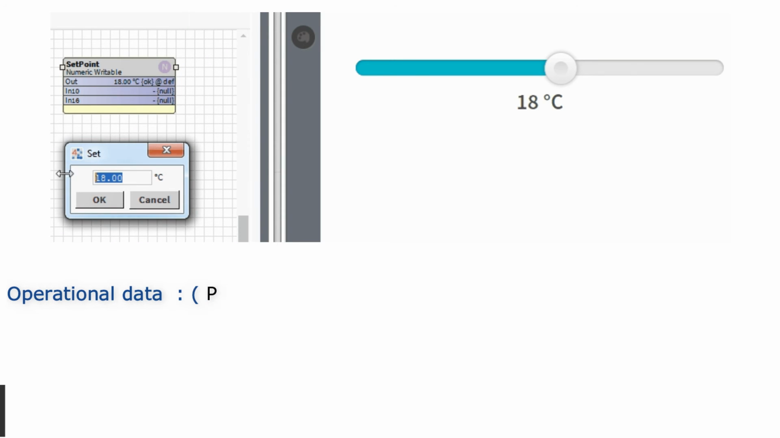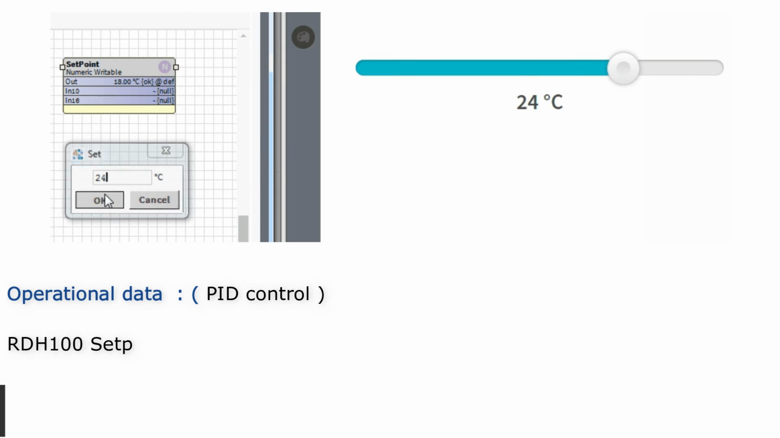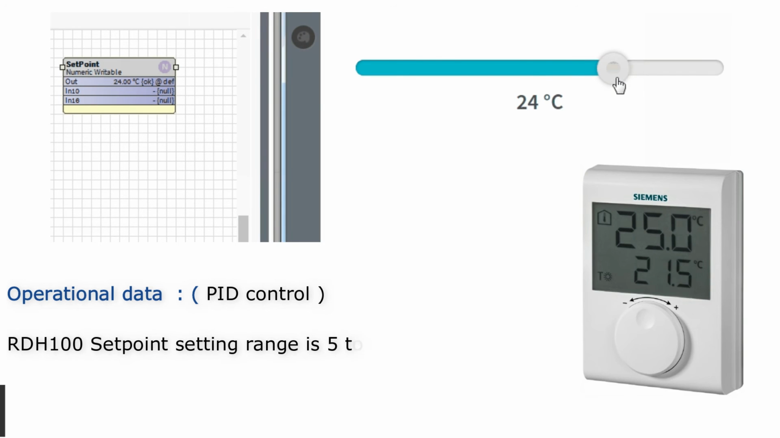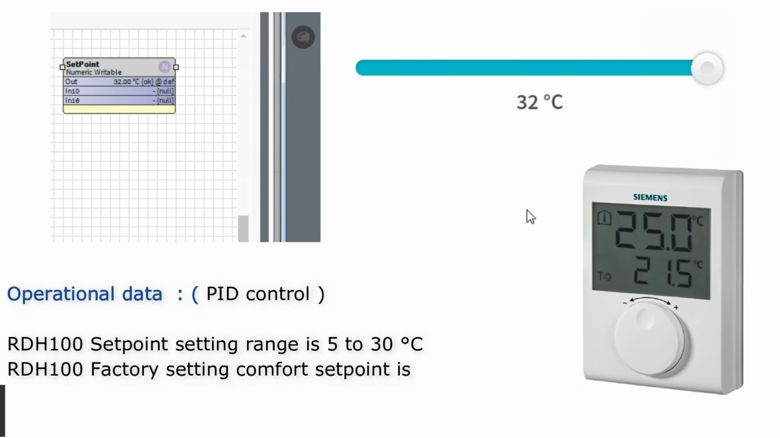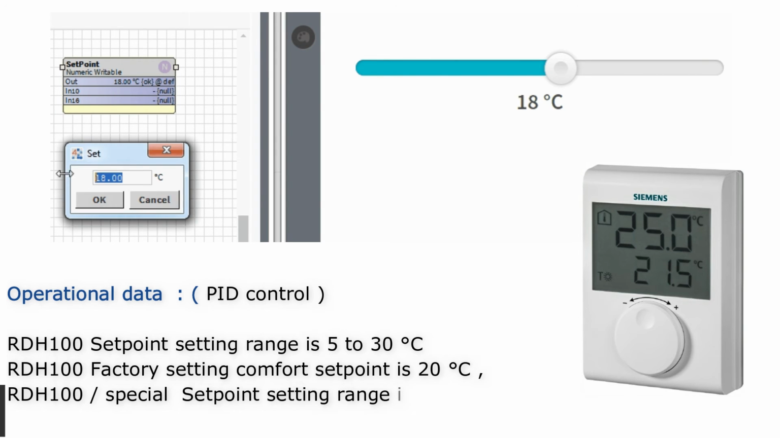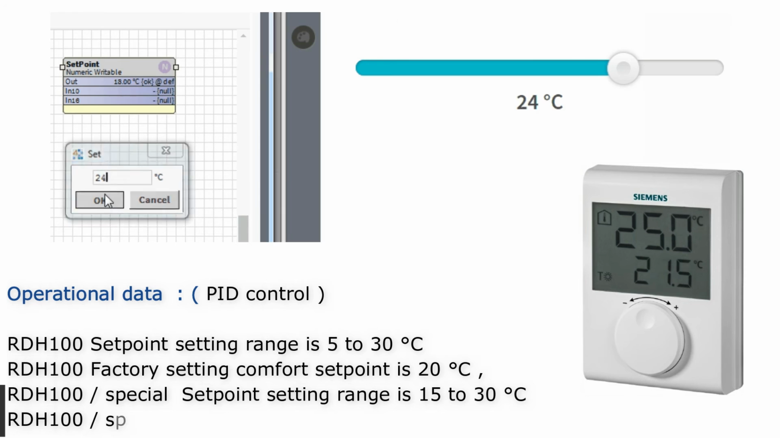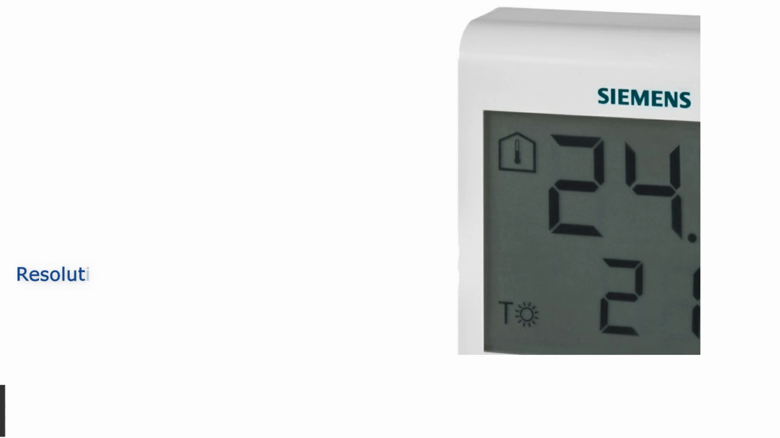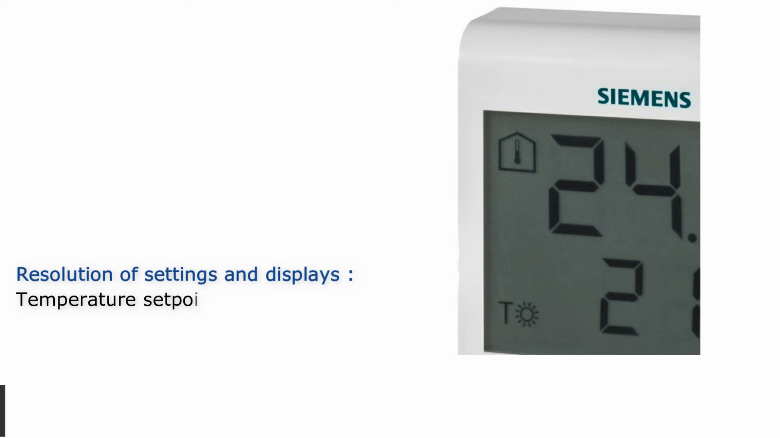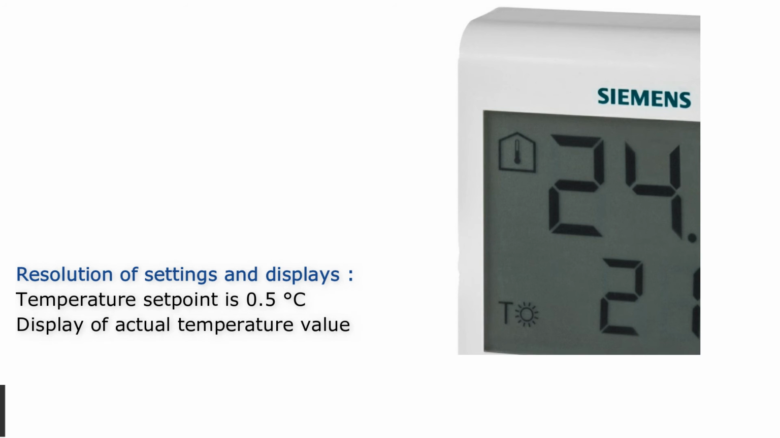RDH 100 set point setting range is 5 to 30 degrees Celsius. RDH 100 factory setting comfort set point is 20 degrees Celsius. RDH 100 special set point setting range is 15 to 30 degrees Celsius. RDH 100 special factory setting comfort set point is 20 degrees Celsius. Resolution of settings and displays. Temperature set point is half a degree Celsius. Display of actual temperature value is half a degree Celsius.